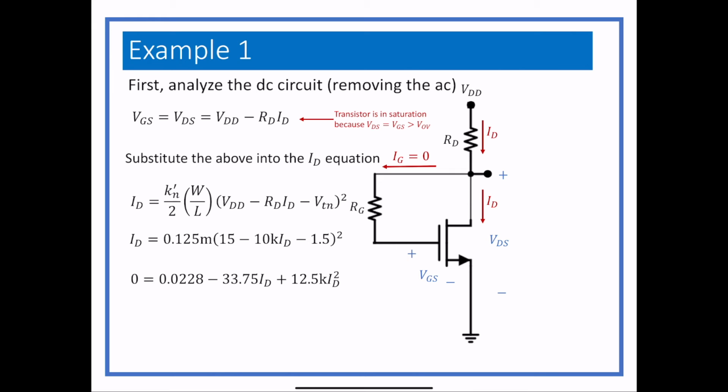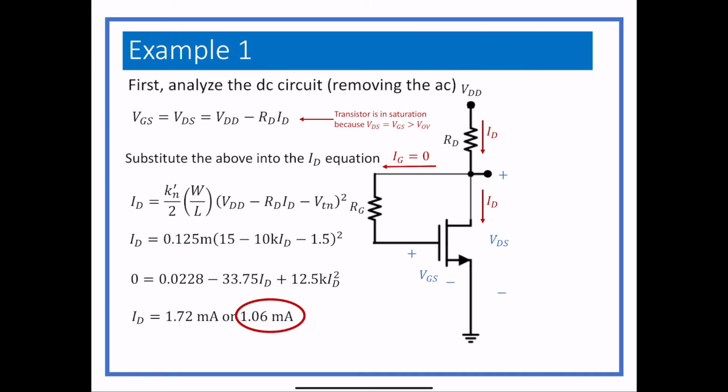Anyway, we get a quadratic equation which we can solve just like we did before, and we get two numbers for ID. And remember, pretty much every single time it's going to be the lower number that is the actual ID value. If we were to take 1.72 milliamps and multiply by RD, which is 10K, we would get a number bigger than VDD, so that doesn't work. So the 1.6 milliamps is the actual value of ID.